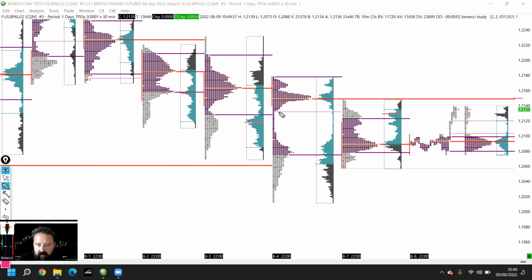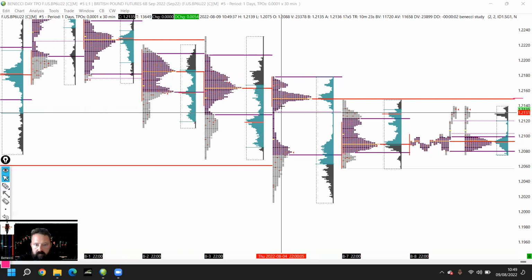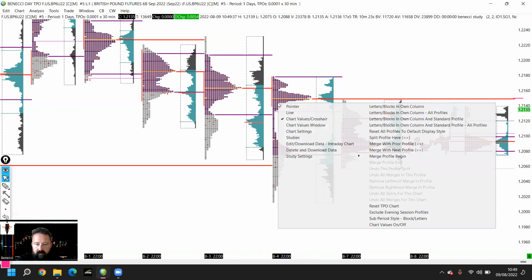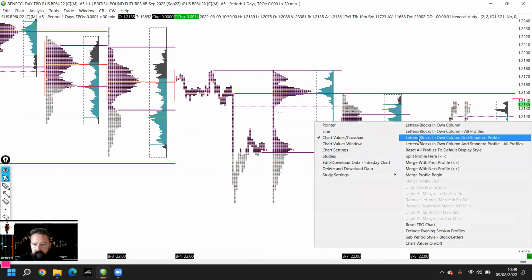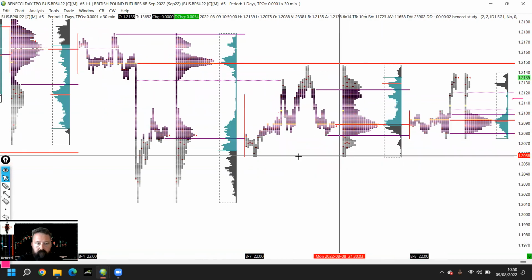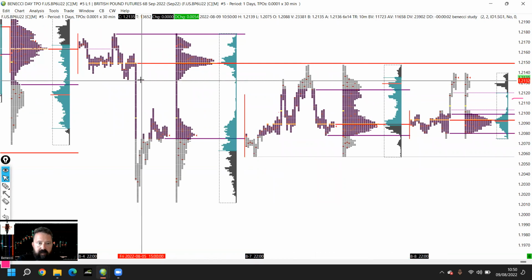We've then got this dotted line. This is called a single print. I love my single prints. I've coded it so that it shows them. Now, a single print is when, can I open this market now? Sorry. Let's open this one up as well. Right, so this is a single print here.